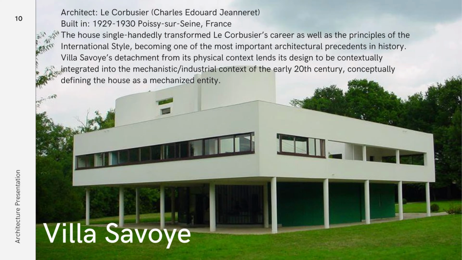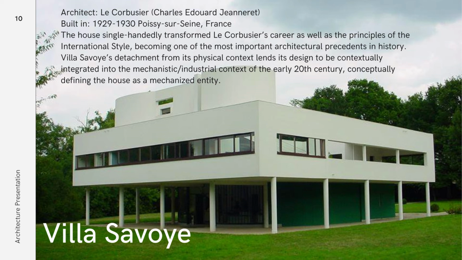Villa Savoye, built in 1929 to 1930 in Poissy-sur-Seine, France, by architect Charles-Édouard Jeanneret, also known as Le Corbusier. Villa Savoye is made of reinforced concrete. The ground floor walls are recessed and painted green so that the house looks like a box floating on delicate pilotis. Le Corbusier established the five points of architecture: pilotis, flat roof terrace, open plan, ribbon windows, and free facade.